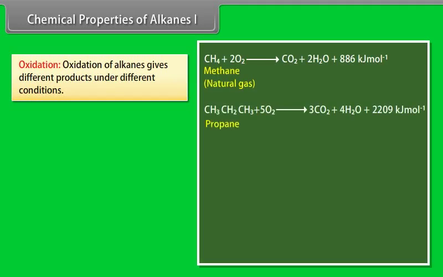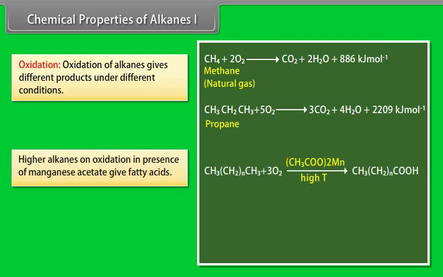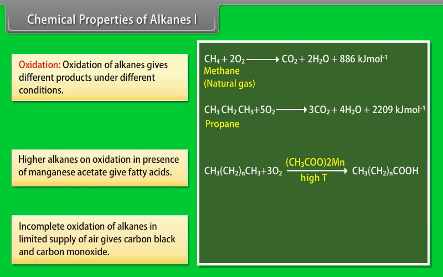Oxidation. Oxidation of alkanes gives different products under different conditions. Alkanes on heating in the presence of air or dioxygen are completely oxidized to carbon dioxide and water with the evolution of a large amount of heat. Higher alkanes on oxidation in the presence of manganese acetate give fatty acids. Incomplete oxidation of alkanes in a limited supply of air gives carbon black and carbon monoxide. 2CH4 plus 3O2 gives 2CO plus 4H2O. CH4 plus O2 gives C plus 2H2O.